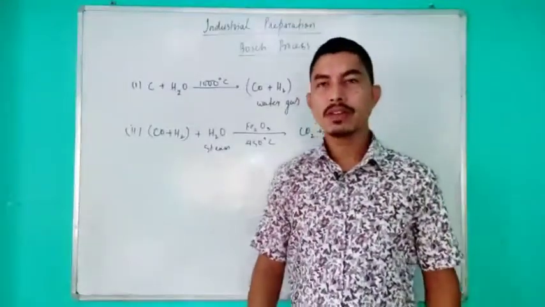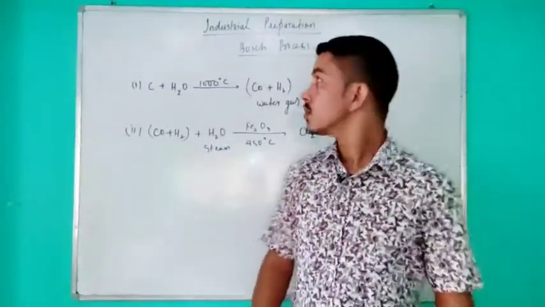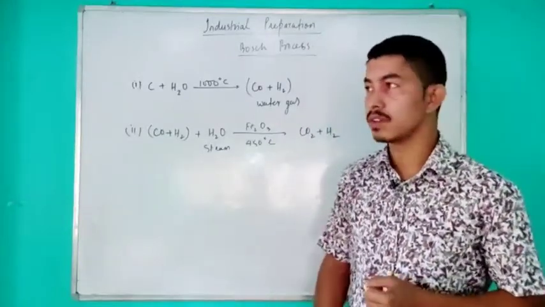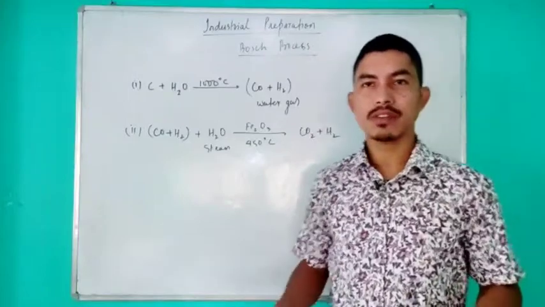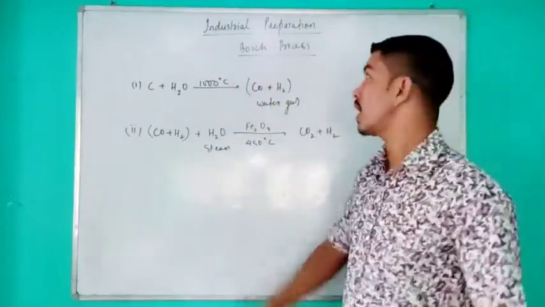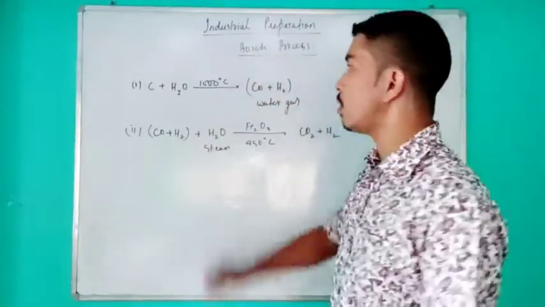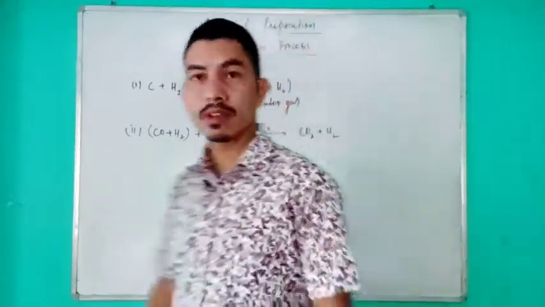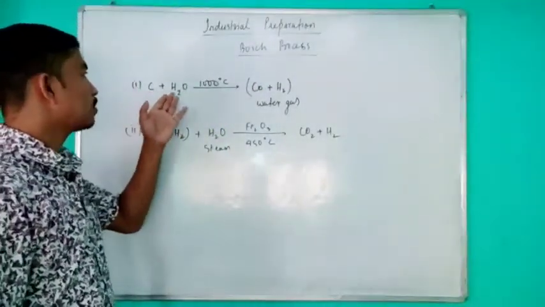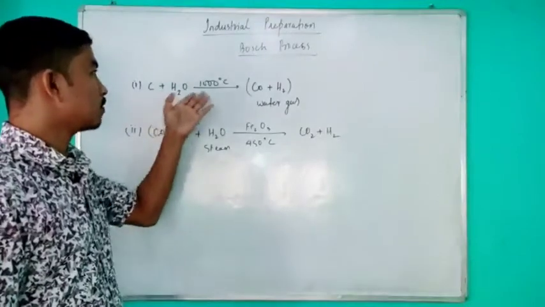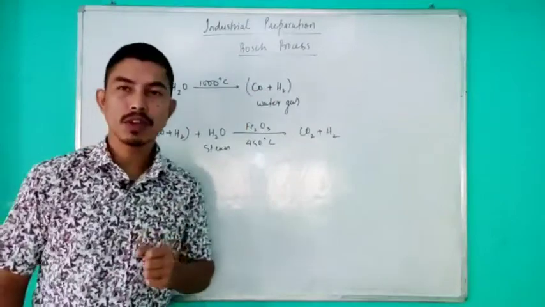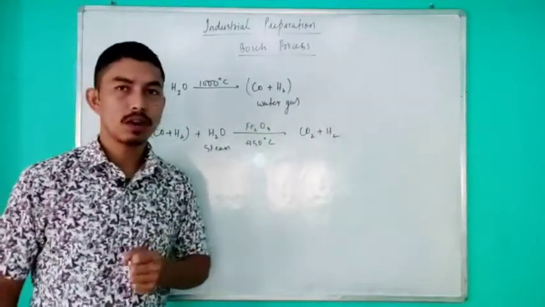Since hydrogen gas is very useful, preparing it in a small quantity in the lab is not sufficient. So hydrogen is produced on a large scale, which is known as the industrial preparation of hydrogen, and the process to produce hydrogen gas in industry is known as the Bosch process. The Bosch process involves heating coke or carbon with water or steam at a very high temperature of 1000 degrees centigrade to produce a mixture of carbon monoxide and hydrogen gas, which is known as water gas.